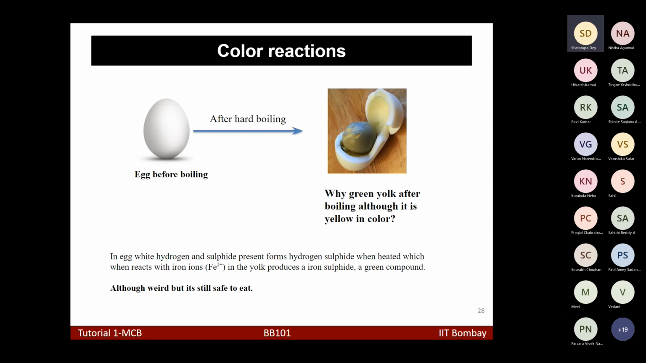So I'll explain. What happens when we boil the egg? The egg contains hydrogen and sulfide. When we heat it, they react and form hydrogen sulfide, and in the presence of iron, Fe2+ ion, it forms iron sulfide, which is a green colored compound. So that's why it becomes green.